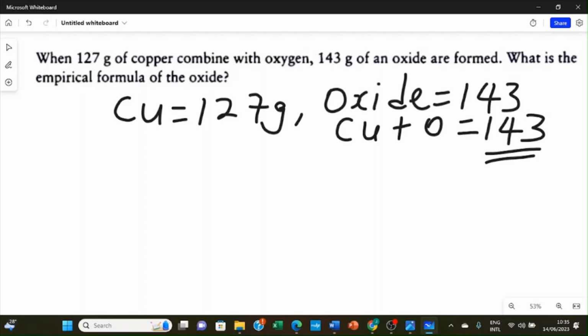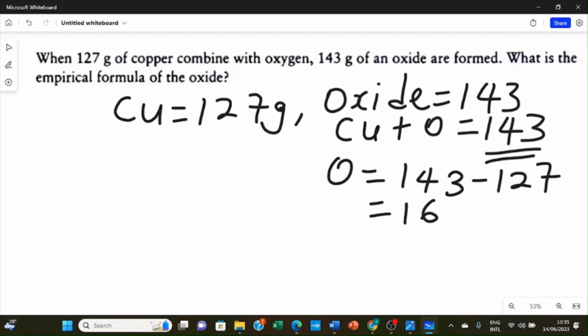So if copper is 127, oxygen will now be equal to what? 143 minus 127. So I'm going to use my calculator here. 143 minus 127 is equal to what? 16. Very good. So we now have copper as 127. There's the mass of copper. The mass of oxygen is what? 16.